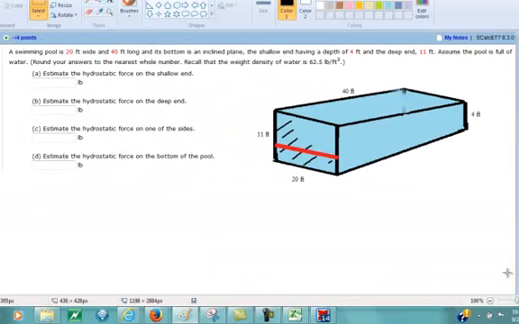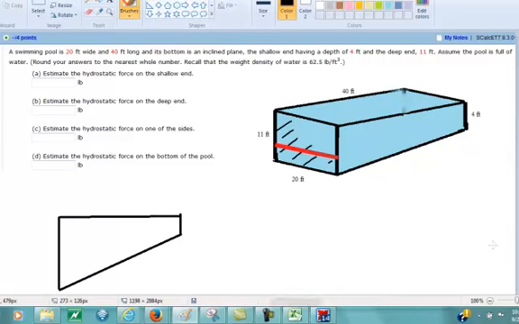Okay. So for part C, estimate the hydrostatic force on one of the sides. So let me draw the side and come back. Okay. So when you do the force on one of the sides, a side looks like this. Here's where it's at the deep end, and here's where it's at the shallow end. You're actually going to want to break it into 2 parts. So you'll want to do, oops, I want that to be straight across.